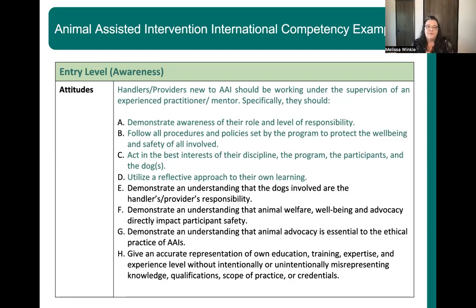They should also demonstrate an understanding that animal welfare, well-being, and advocacy directly impact participant safety, and that the dogs involved are the handler or provider's responsibility. They should demonstrate an understanding that animal advocacy is essential to the ethical practice.